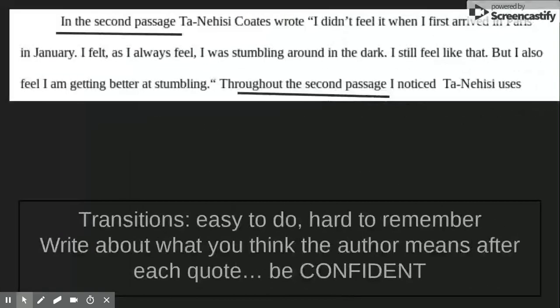Look at these beautiful transitions here. And I don't think you could do too much. It's an easy way to score higher on your AIR assessment, as long as you can remember and learn throughout the course of English 6 some transitions that you like to use. So here you can see in the second passage, introducing the quote, and then throughout the second passage, leading in. Just like this person has done, if you're going to go through the trouble of putting in a quote, you have to follow it up with what you think it means.